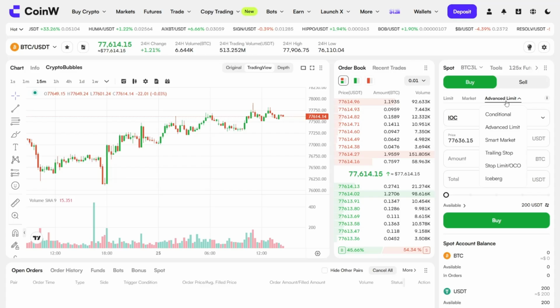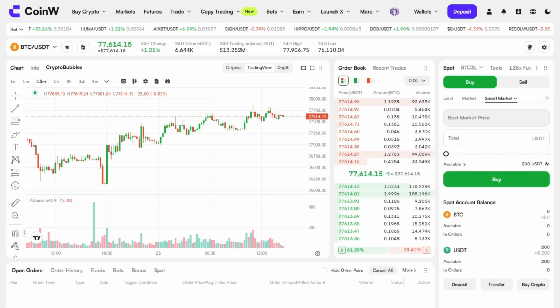The next order to go over is a smart market order. A smart market order is still designed to buy or sell quickly like a market order, but it may try to execute the order in a smarter way depending on market liquidity. The goal is usually to help reduce slippage, especially when placing a larger order. So that's a nice little explanation on that.